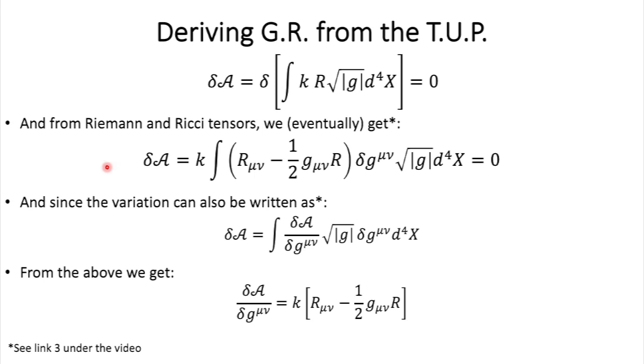And since the variation can also be written as this, we can easily derive from this and this that this particular value here is equal to that. Okay, so let's keep that.